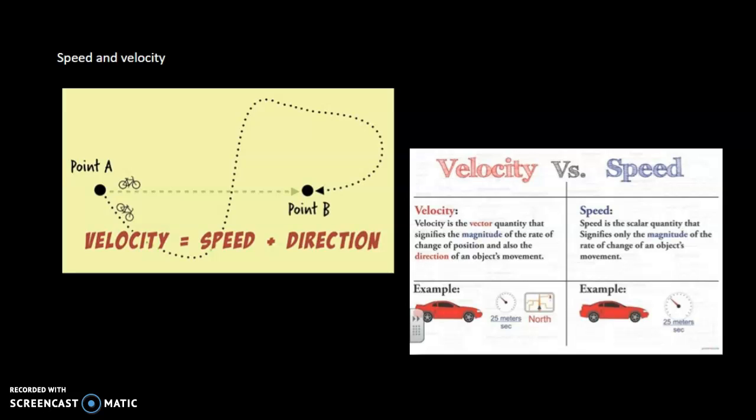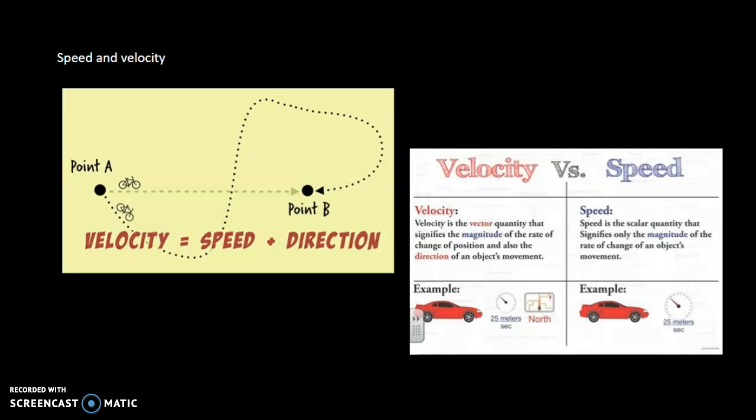Velocity is the speed of a body in a specific direction and is the rate of change of displacement. Unlike speed, velocity is a vector quantity, which means it has a direction as well as a magnitude. So, if the direction of the moving body changes, then the velocity changes, even though the speed might stay the same.